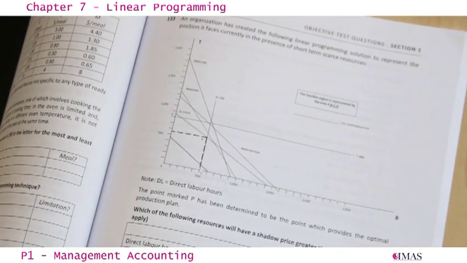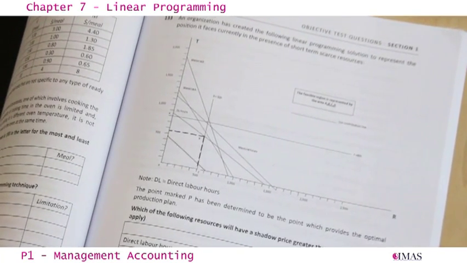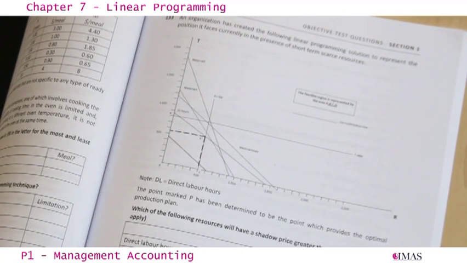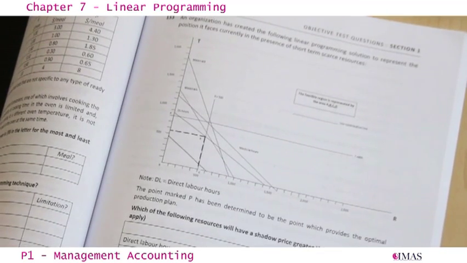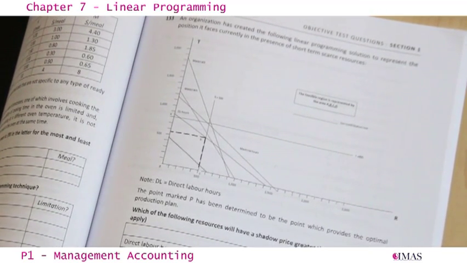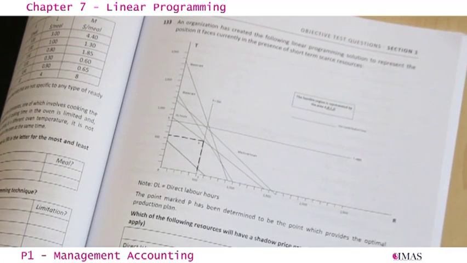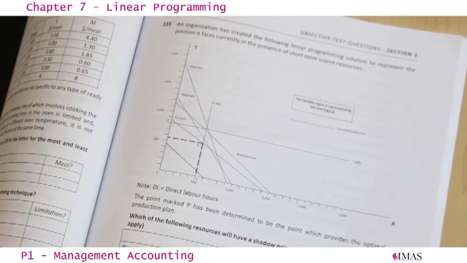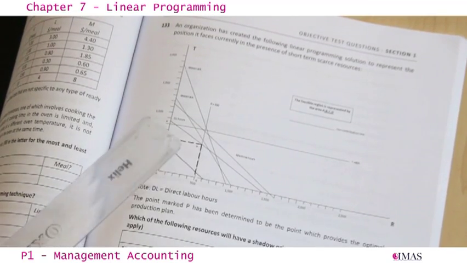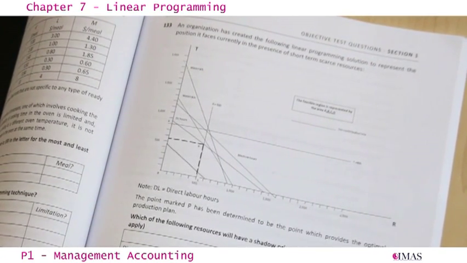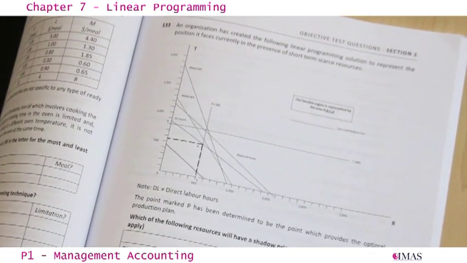So I'll just repeat that again, saying we can only have a shadow price at the optimum point. The 2 lines that meet at the optimum point are the 2 lines that are supposed to have a shadow price. But if one of them is a demand constraint, it cannot have a shadow price. So therefore in this question, it's only direct labor hours that has a shadow price. So that's it on question 133.